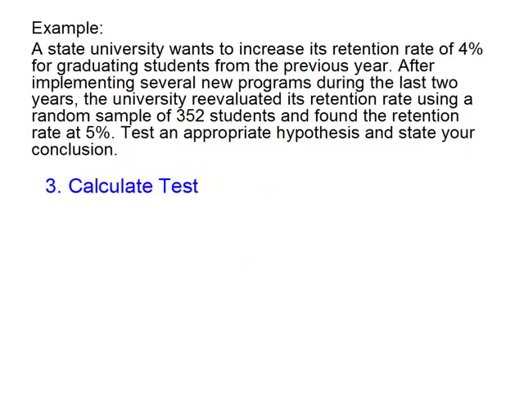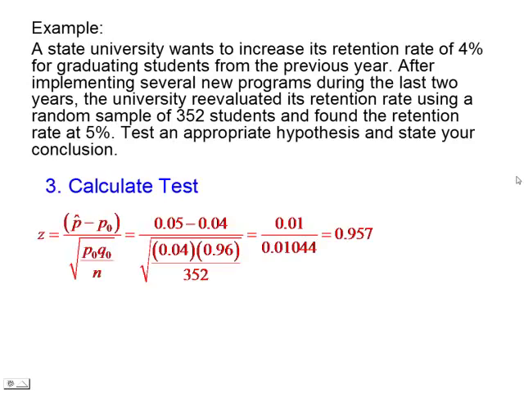Step 3, we're going to calculate our test. So z is equal to p hat minus p sub 0 over the square root of p sub 0 q sub 0 over n. Our p hat is 0.05. That is our sample proportion. P sub 0 is our population proportion, which is 0.04. The standard deviation is the square root of 0.04 times 0.96 divided by 352. Solving this, we get 0.957.